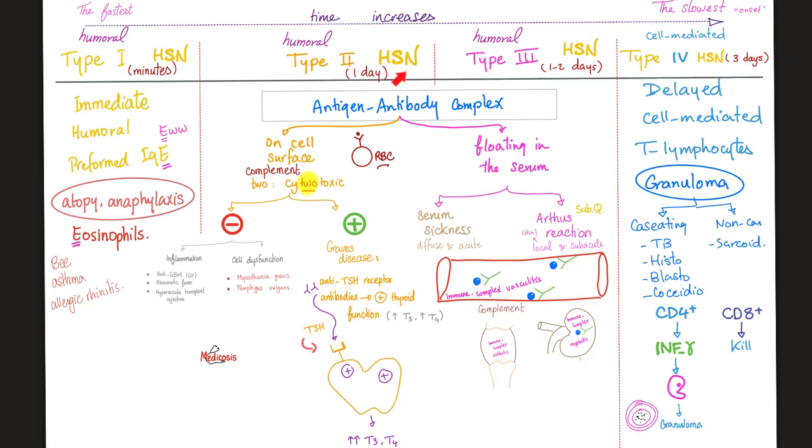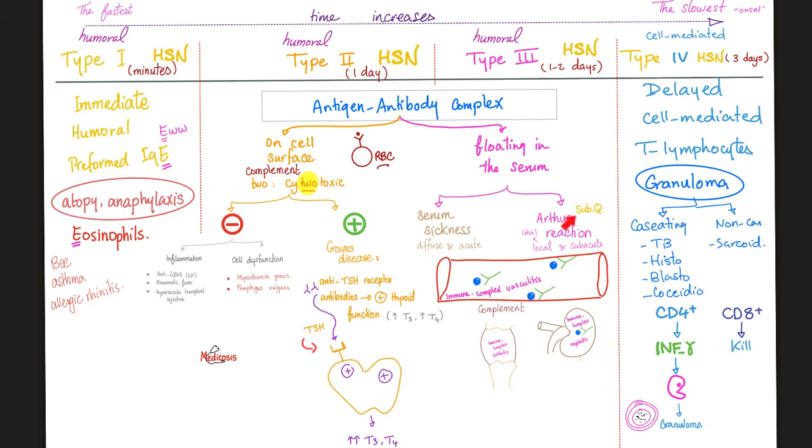Okay, how about type 3? Type 3 is also antigen-antibody complex in a different location, floating freely in the plasma. Okay, this is the cause of serum sickness, which is a diffuse and acute reaction, or the Arthus reaction. It's not diffuse, it's very localized in one spot on your skin, and it's not that acute. Arthus is subacute. Serum sickness is generalized, Arthus is localized. Serum sickness is acute, Arthus is subacute and subcutaneous.